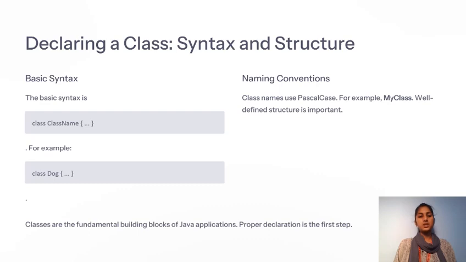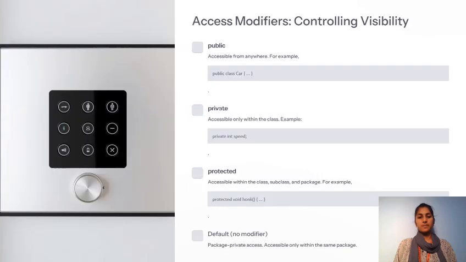This is the basic syntax of the class. Class, class name. For example, class Dog. Dog is the class name. And naming conventions: class names use Pascal case, for example, MyClass. Well-defined structure is important. Classes are the fundamental building blocks of Java applications. Proper declaration is the first step in Java.